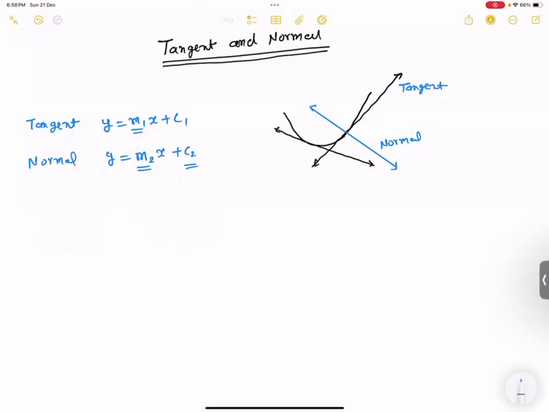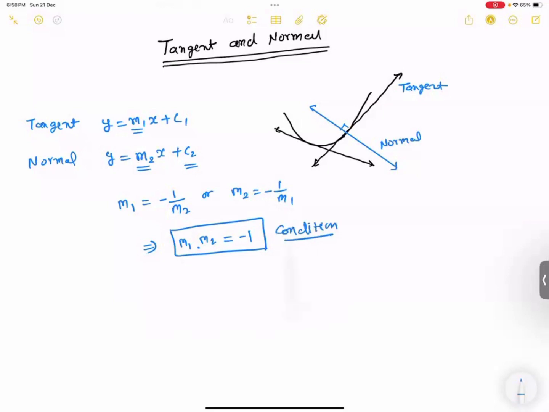So because they are perpendicular to each other at a given point, their gradients are negative reciprocals of each other. Either we can write m1 is equal to minus 1 upon m2, or m2 is equal to minus 1 upon m1, or we can also write it as the product of the gradients is equal to minus 1. So that's the condition for two lines to be perpendicular to each other.